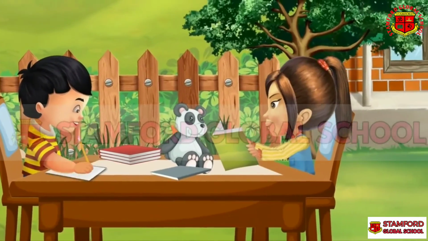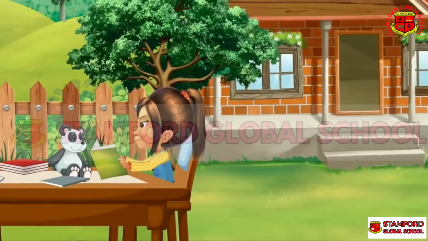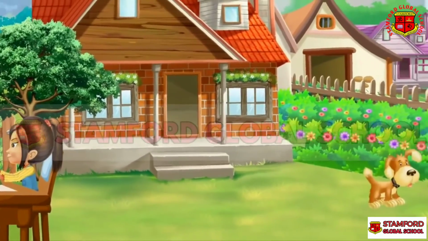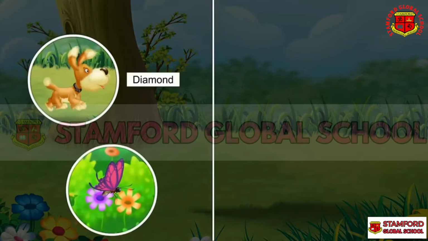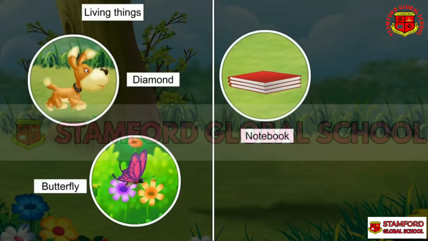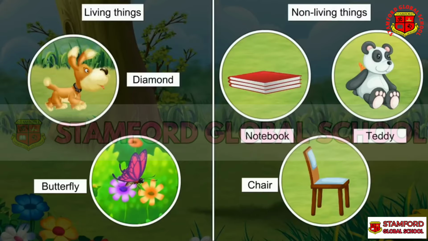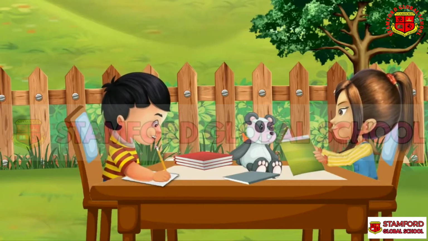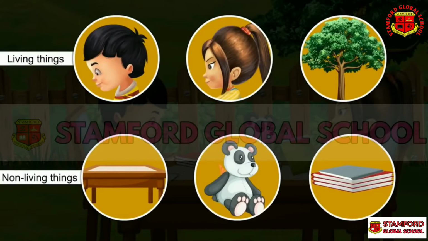We can see that Sid and Alicia are surrounded by many things. Some of these are living, while others are non-living. For example, Diamond and the butterfly are living things, but the notebook, the teddy, and the chair are non-living things. Just like Sid and Alicia, we all are surrounded by living and non-living things.